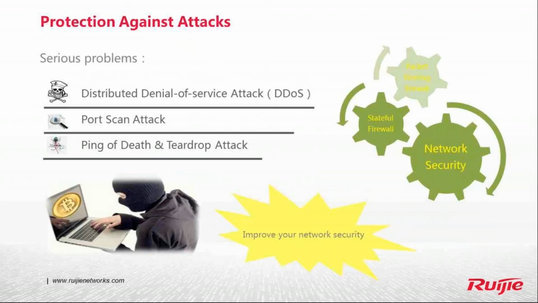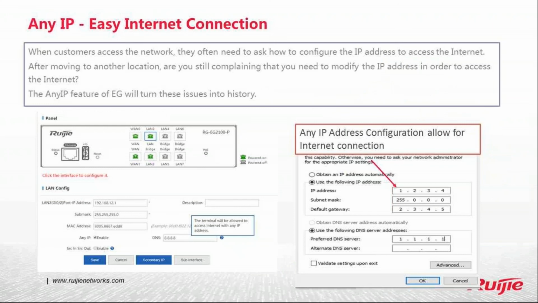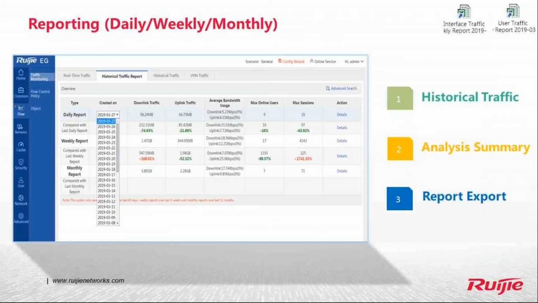We also have some protection against attacks: DDoS attack, host scan attack, flood attack, and also ping and teardrop attack. You can enable these in the security gateway to improve your network security. I think this is very important for all SMB users. Here is the configuration. Later on, my colleague will show you how to configure the LAN port, WAN port, and NAT.